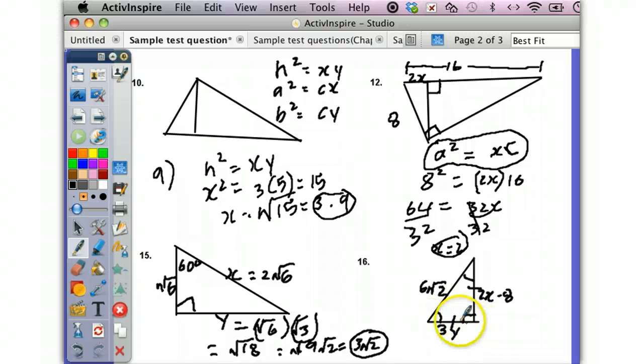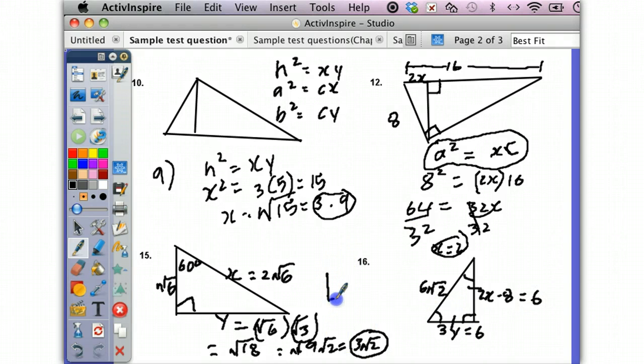So this leg would be what? 6. Who said that? Nicely done. Yes, each leg would be 6. How many can see that? This would have to be 6, and this also would have to be 6, because that's the way the 45, 45, 90 triangle is.